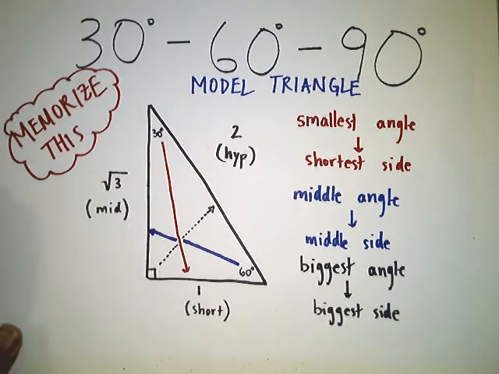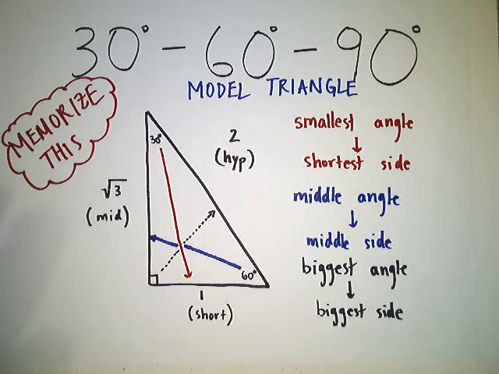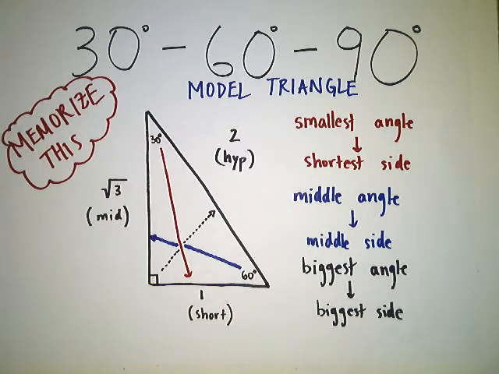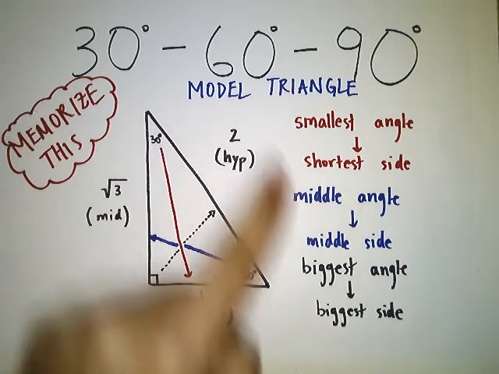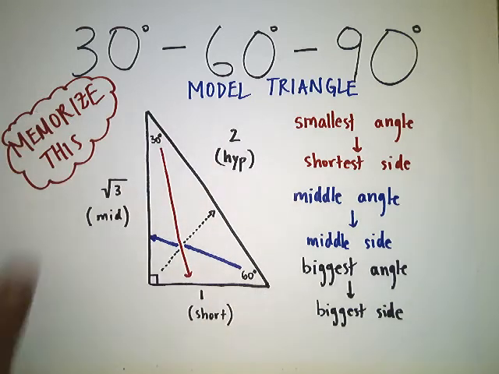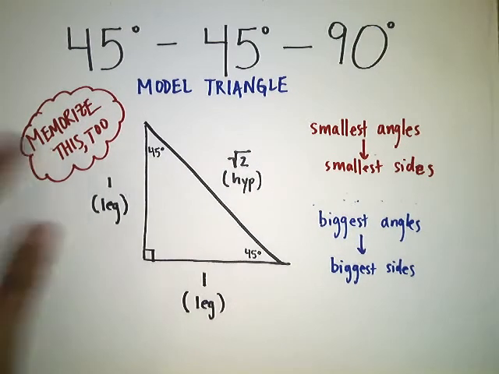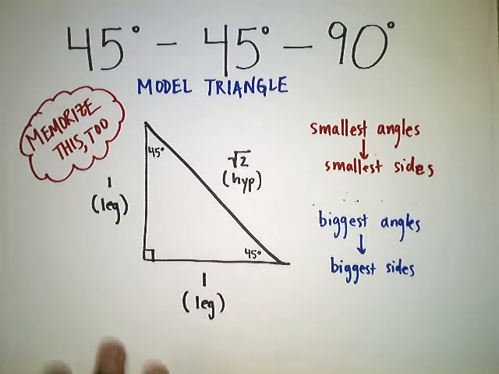Okay, so that's the 30, 60, 90 triangle. Once again, it's called that because it has a 30-degree angle, 60-degree angle, and a 90-degree angle. You want to memorize that, and be able to draw this model triangle from memory. Let's move on to the 45, 45, 90 right triangle.